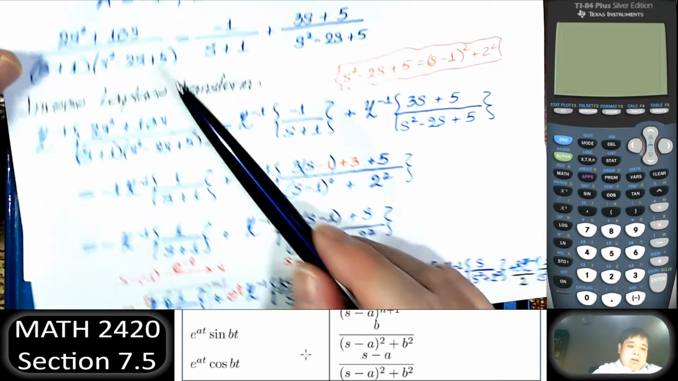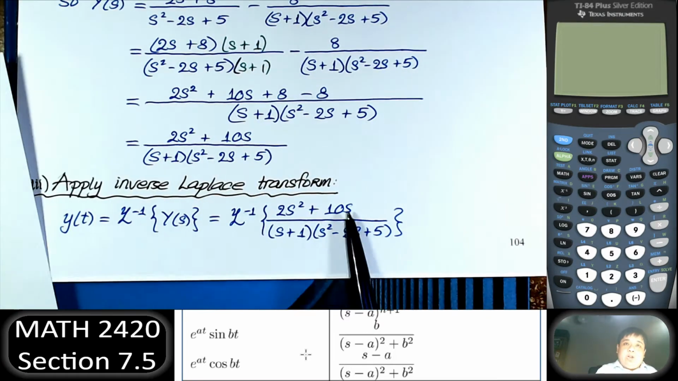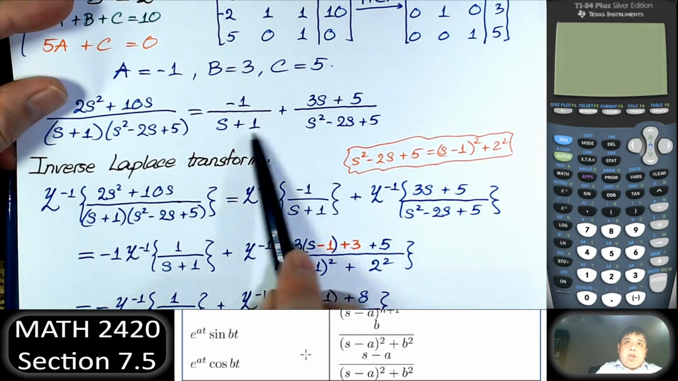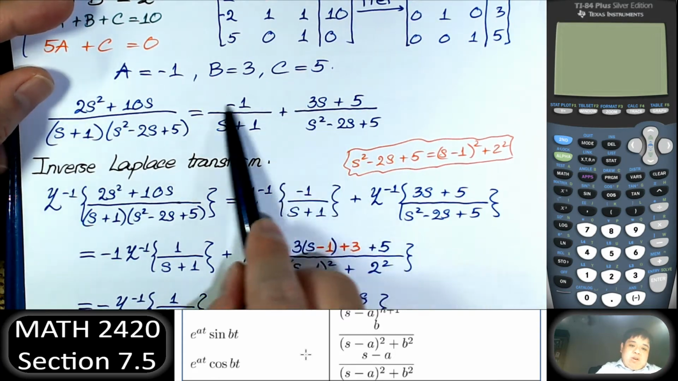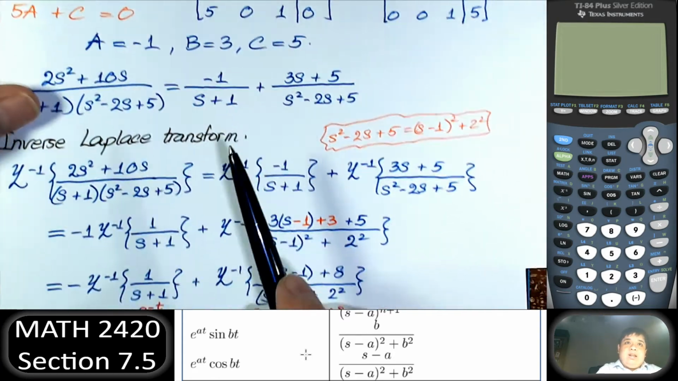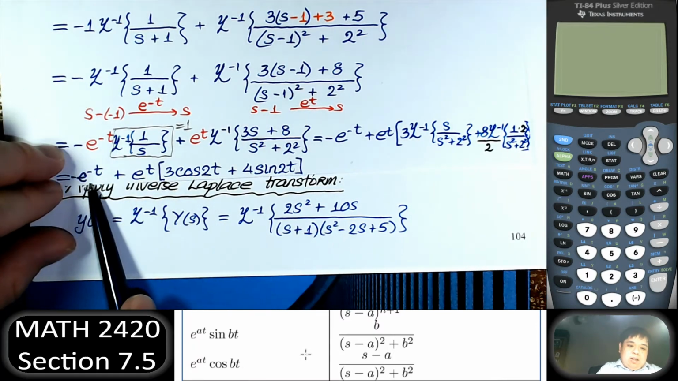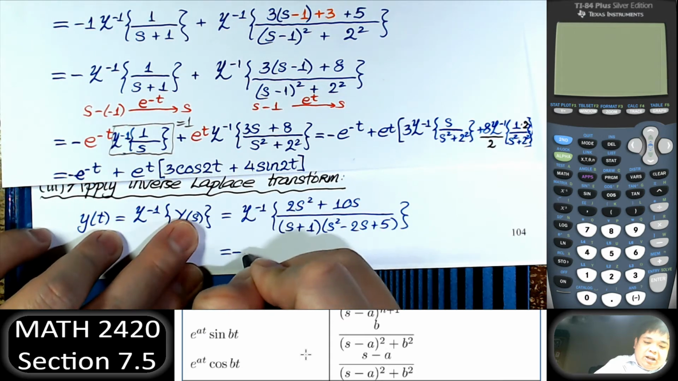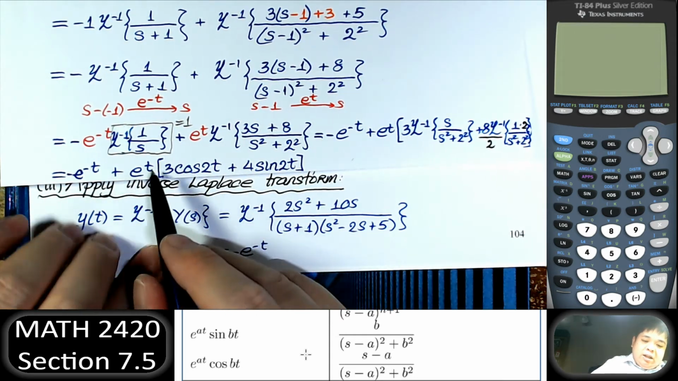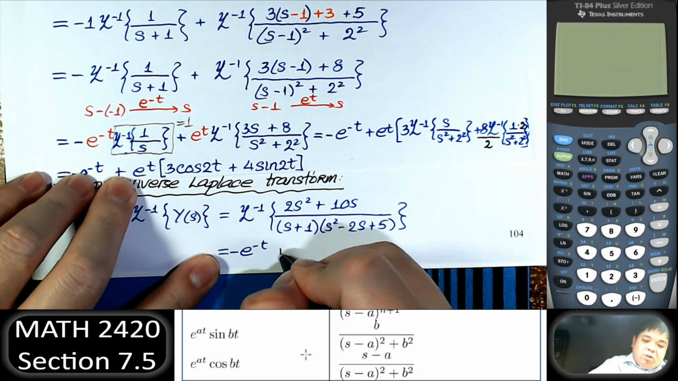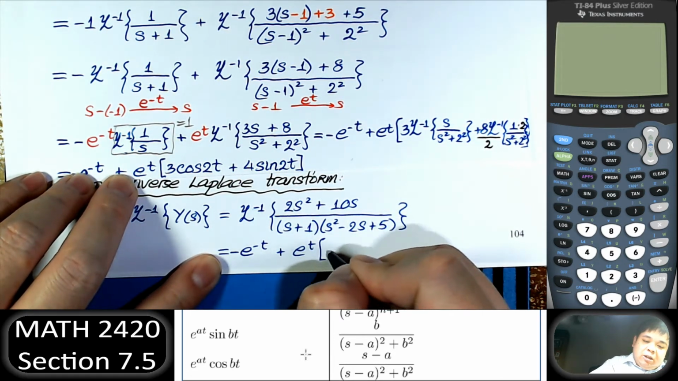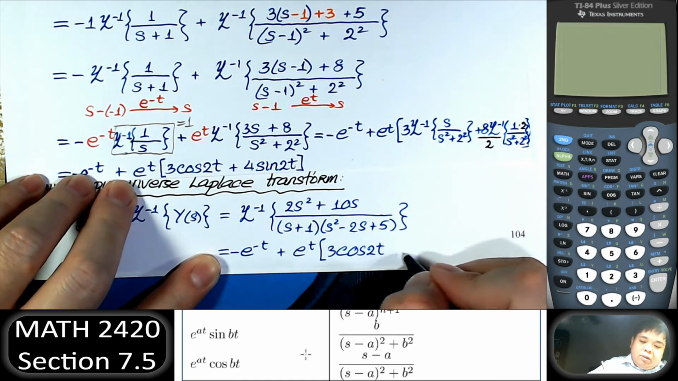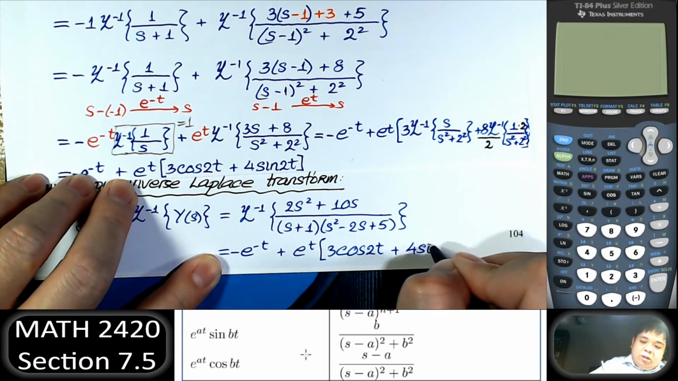When we use the partial fraction decomposition, so we use partial fraction to decompose this into those two, and then we apply the inverse Laplace transform to that. We turn into this. So I'm just going to write the answer: negative e to negative t plus e to the t times 3 cosine of 2t plus 4 sine of 2t.